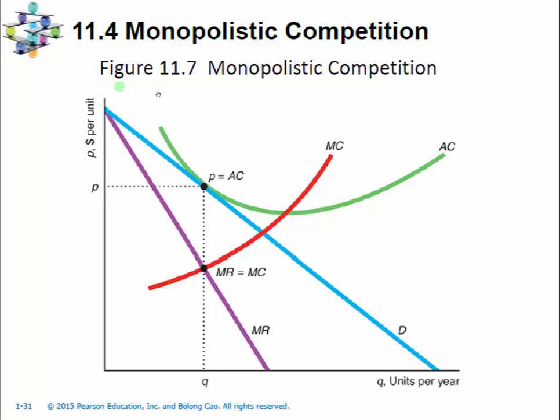Figure 11.7 in the textbook only shows us this long-run equilibrium for monopolistic competition. Again, the marginal revenue meets the marginal cost, which gives us this output quantity by an individual firm in this market, and in the long run, it has to be the case that this average cost curve is tangent to the demand curve at this profit maximizing quantity, which yields this price just equal to the average cost, and this firm is making no economic profit.